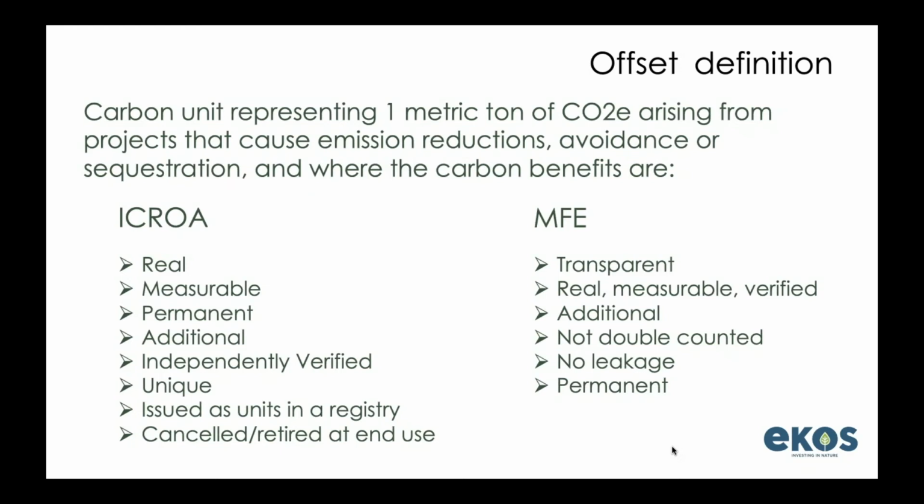They need to be independently verified if it's ICROA, using the ICROA definition. They need to be issued as units in a registry, and they need to be cancelled or retired on end use. So, for example, buying carbon credits is not an offset. You've also got to retire or cancel those credits in a registry. Otherwise, you might on-sell them to somebody else. So retirement and cancellation is the process of putting those units to bed, consuming them.